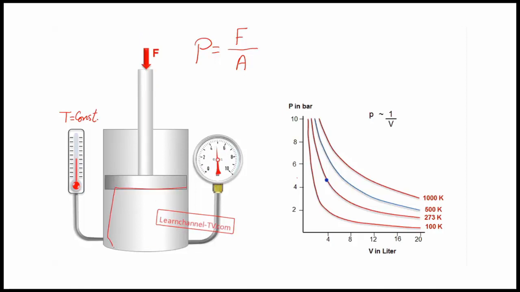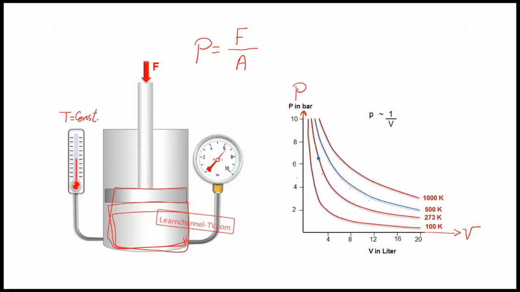What will happen to the volume? The volume will decrease. And you can see it if you record some points between volume and pressure. We can see that when the pressure increases, the volume will decrease, and vice versa. If the pressure decreases, the volume will increase. So the relation between pressure and volume here is an inverse relation. Pressure is inversely proportional to volume. If the pressure increases, the volume decreases.